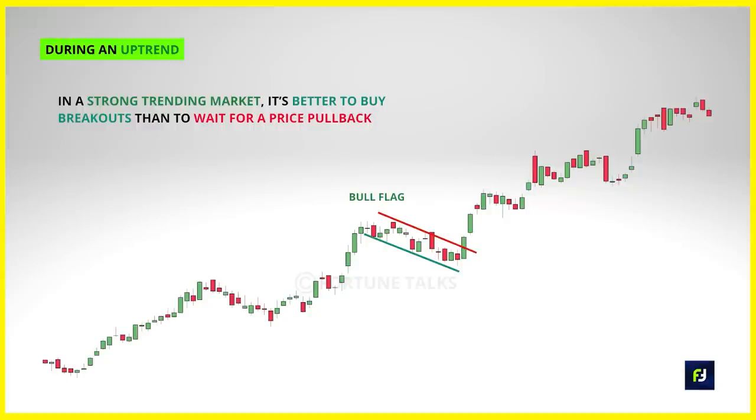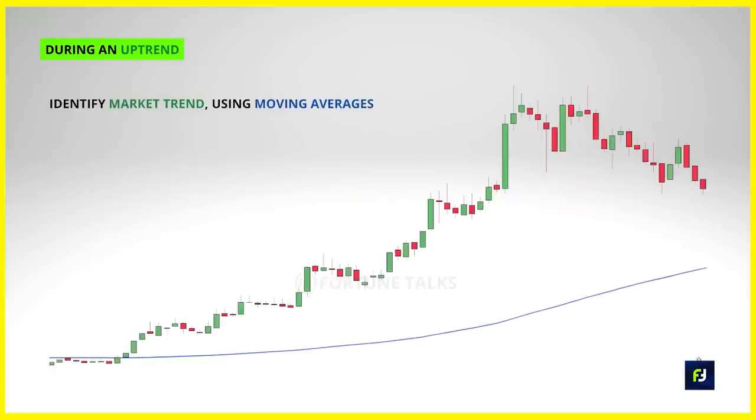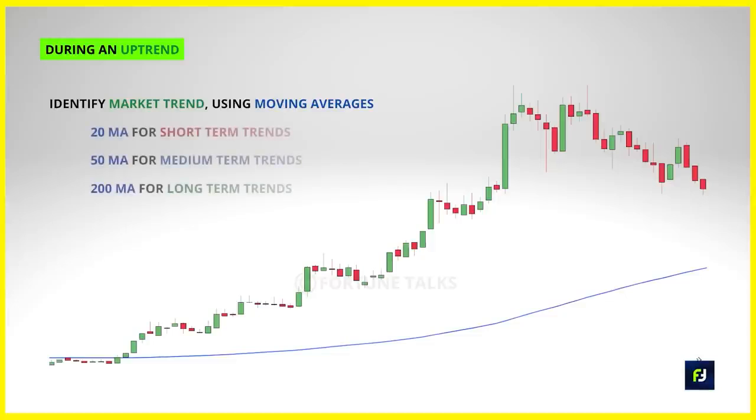Here's how you can trade bull flags in a trending market. Now the first step obviously is to find the market trend. You can look for a strong trending market with the use of moving averages. For example, for short-term trades, you can make use of the 20 simple moving average, and for swing or positional trading purposes, you can make use of 50 or 200 period moving averages.